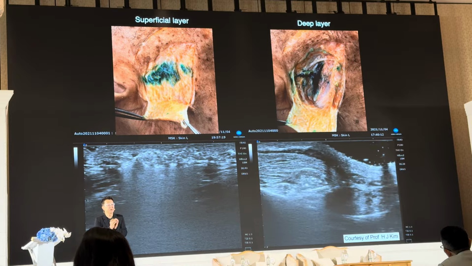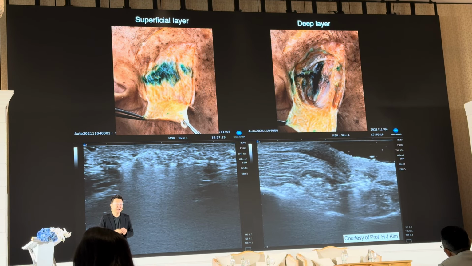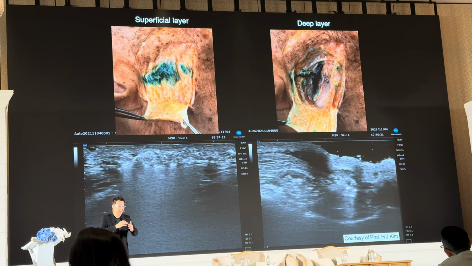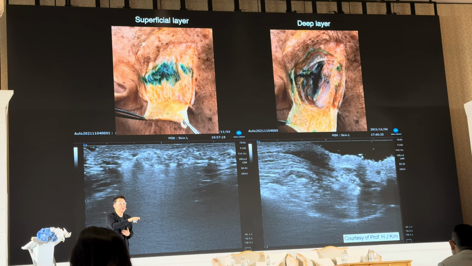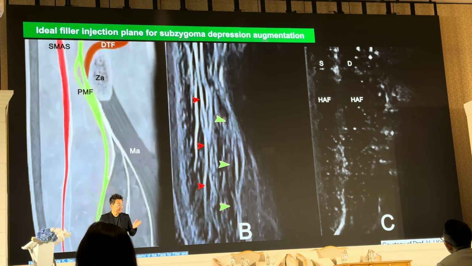Because the sub-SMAS area, below the eyebrow artery area, is actually the location of the gland and muscles, the product should be placed above the muscle fascia. So we need much volume, but we cannot guarantee the longevity. So these are ultrasonographic examinations. You can see supra-SMAS and sub-SMAS, or the subcutaneous injection, or the sub-muscle fascia injections.